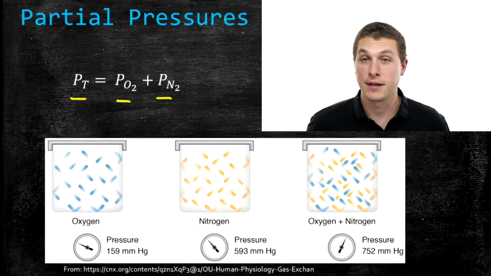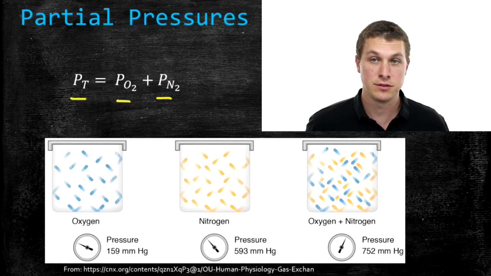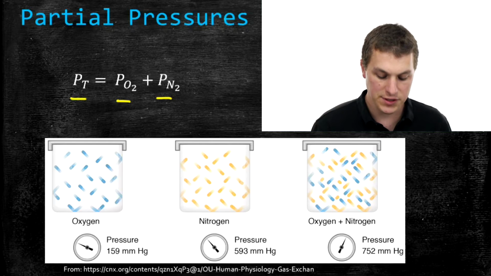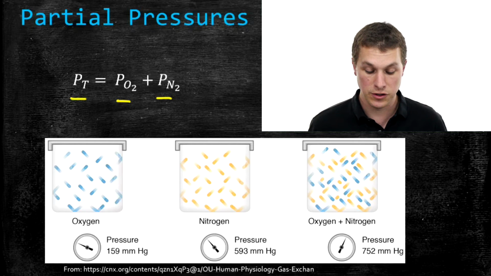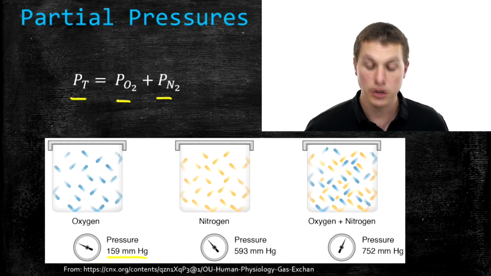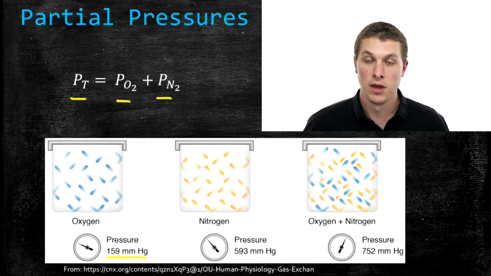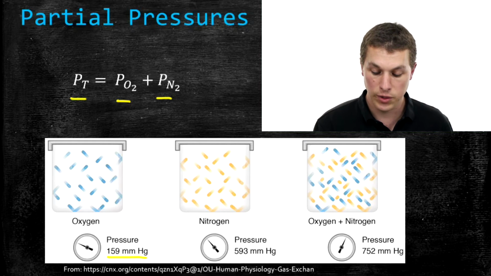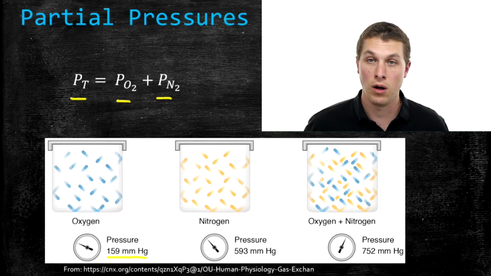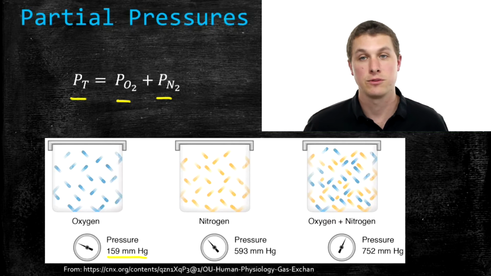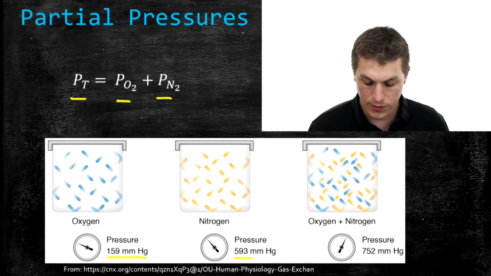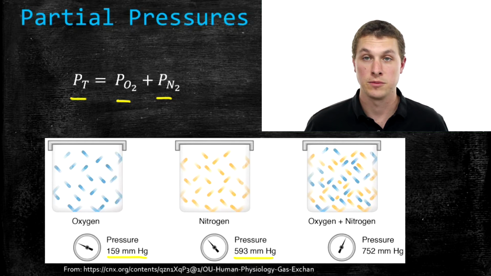And we can think about a box that contains just our oxygen or just our nitrogen or both of them mixed together. And if we had a box with just oxygen, let's say oxygen are these blue spheres bouncing around, its pressure might be 159 millimeters of mercury. Now let's say we have another box filled with nitrogen, and these are yellow spheres, and every single time those spheres bounce off a wall, they exert a force, and that force results in a pressure. And the pressure from all of those different nitrogen atoms is 593 millimeters of mercury.